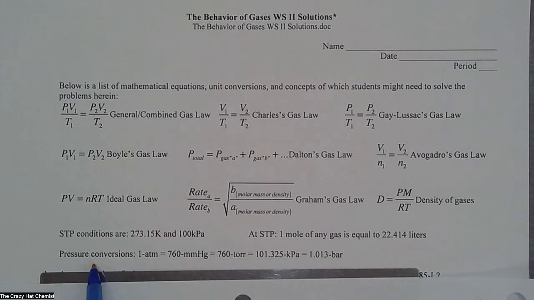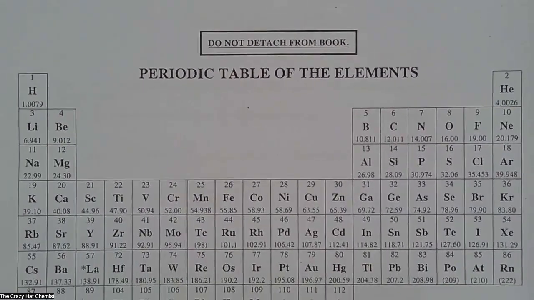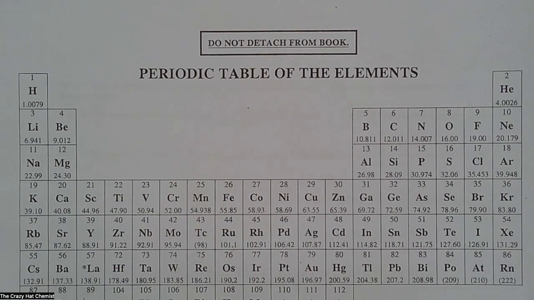Additionally, you need to know your pressure conversions, and these are the ones that we're going to be using, although there are many other pressure conversions. In this unit, 1 atmosphere equals 760 millimeters of mercury equals 760 torr equals 101.325 kilopascals equals 1.013 bar, okay? The other thing you need to know is that we are going to be using the periodic table from the SAT subject test for calculating all our molar masses. All right, so without further ado, let's keep on going here and see what we got. Hold on just a moment.